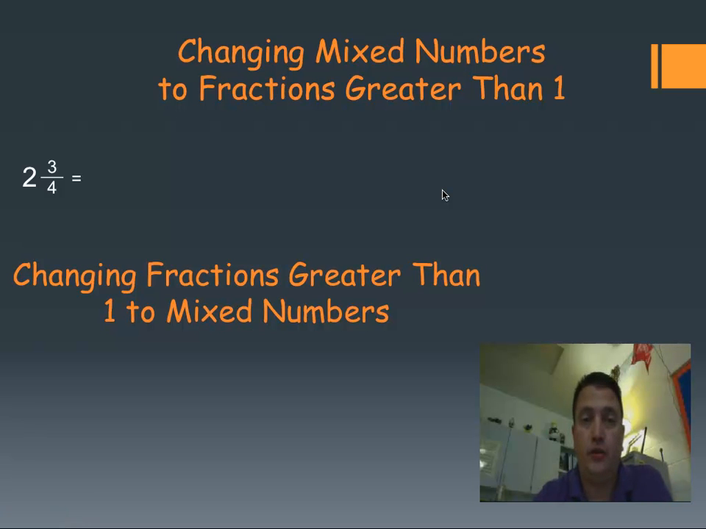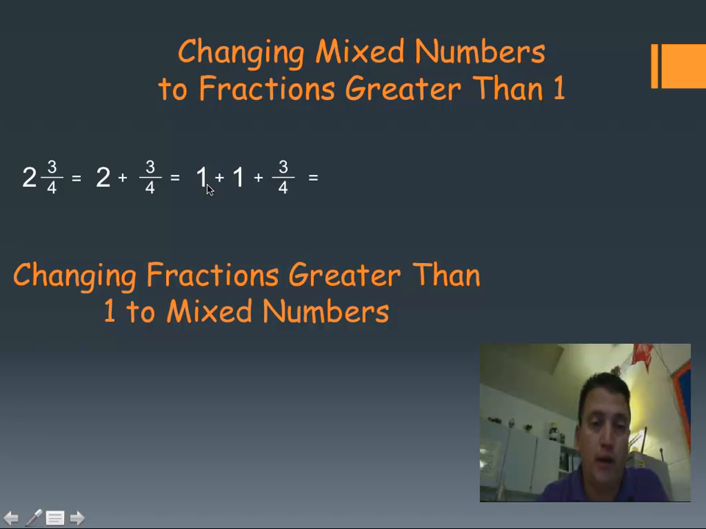Now, next thing we're talking about is changing mixed numbers to fractions greater than 1. We're going to break this thing down in a couple steps. Some of you will be able to do this quicker, and that's fine, but I just want to take you through all the steps that are involved here. So, 2 and 3/4. I'm going to take 2 plus 3/4. Now I'm going to break my 2 into the individual whole numbers, with each one being one whole. So that's going to be 1 plus 1 plus 3/4. We're still equal to 2 and 3/4 right now.